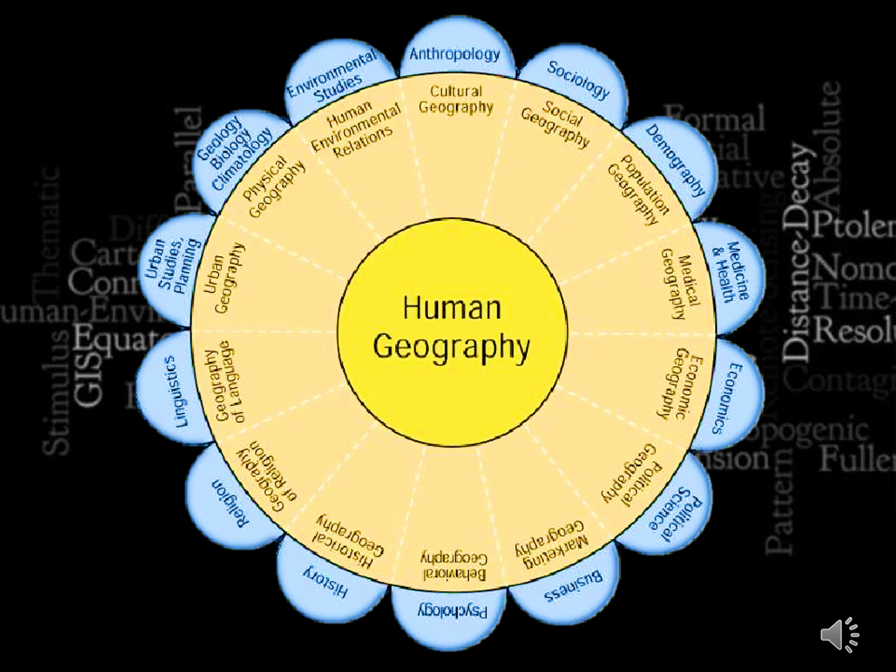Cultural geography for anthropology, social geography for sociology, population geography for demography, medical geography for medicine and health, economic geography for economics, political geography for political science, marketing geography for business, behavioral geography for psychology, historical geography for history, geography of religion for religion, geography of language for linguistics, urban geography for urban studies and planning, physical geography for geology, biology, and climatology, human environmental relations for environmental studies.